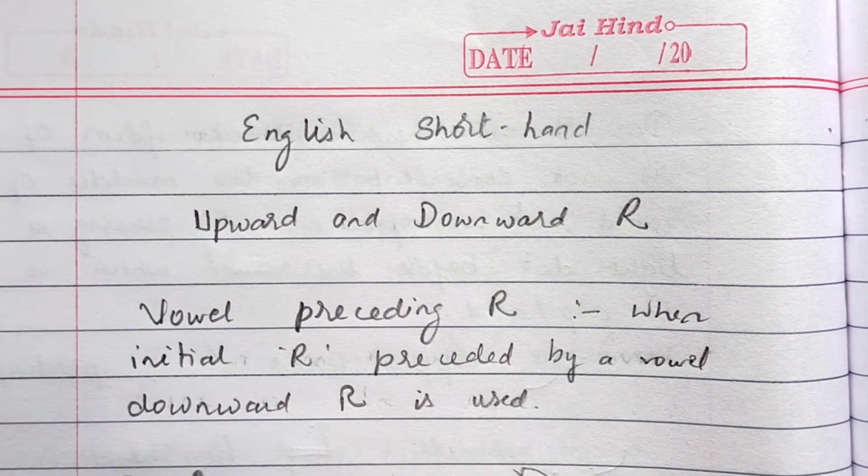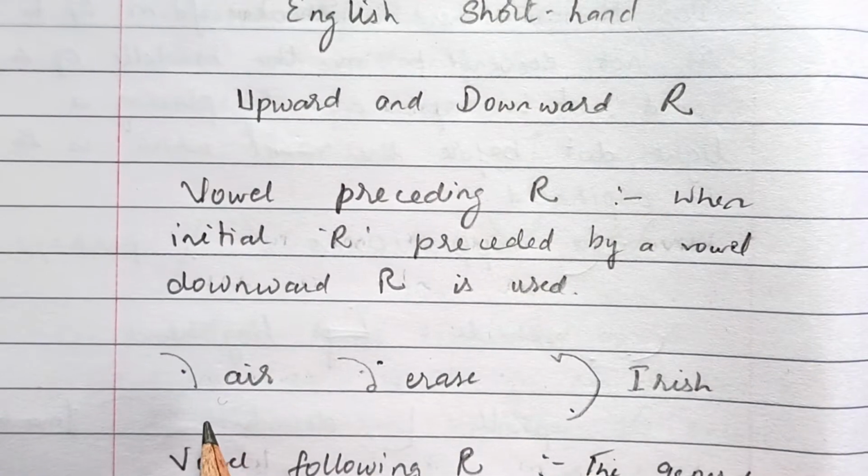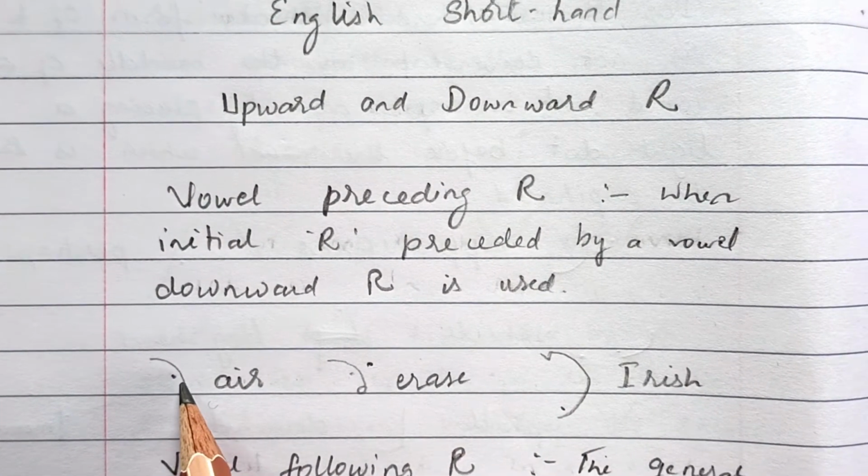Here, the vowel preceding R. When the initial R is preceded by a vowel, downward R is used, and this concept you already studied. As in the words air, erase, and Irish, where a vowel comes before the sound of R. Hence, the downward R is used.